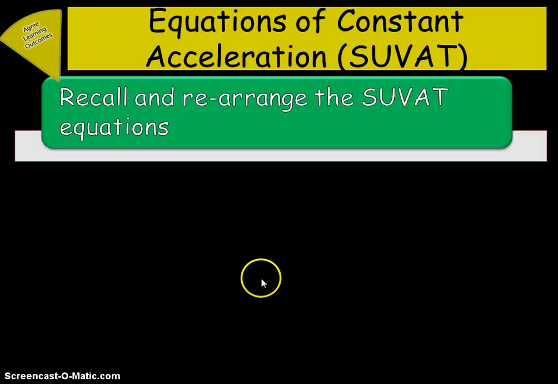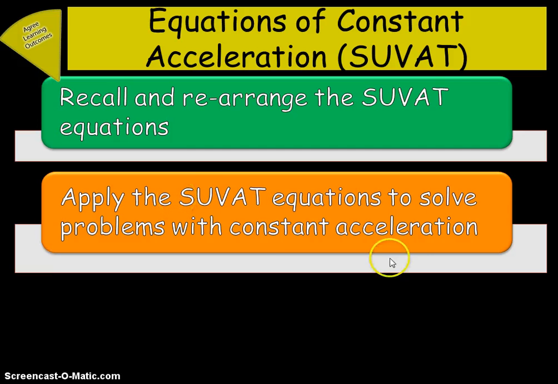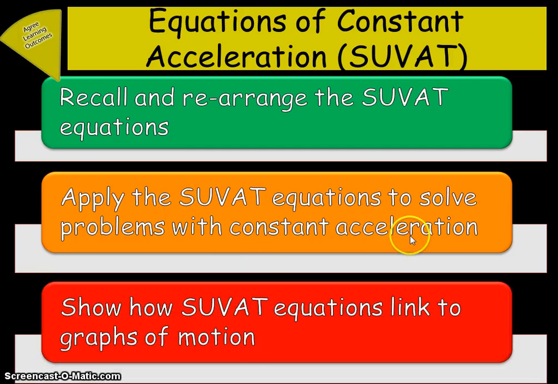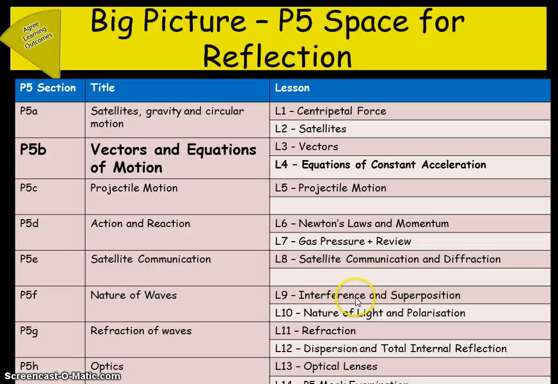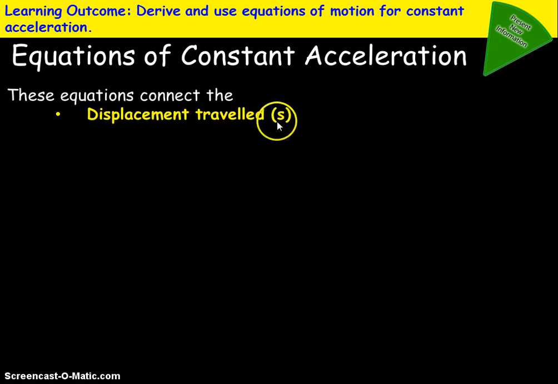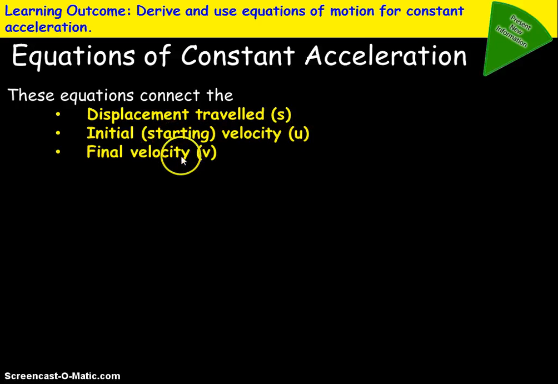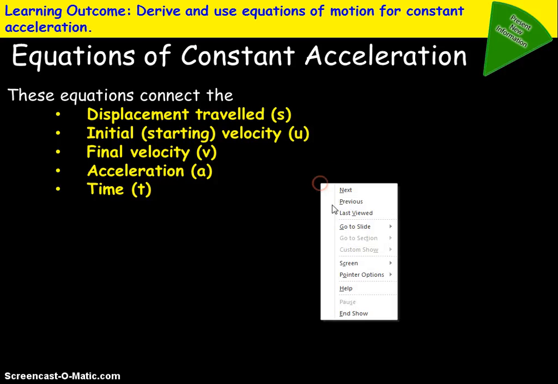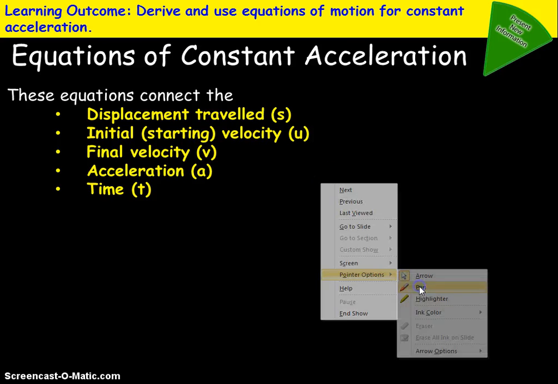So objectives wise, you need to know the equations and be able to rearrange them. You need to be able to apply them to solve problems, and then you need to show how they link to graphs. So in terms of the module, this is lesson 4. So the equations connect the displacement, which is the letter S, the initial velocity u, the final velocity v, the acceleration of an object, which must be constant for SUVAT to apply, and the time t.